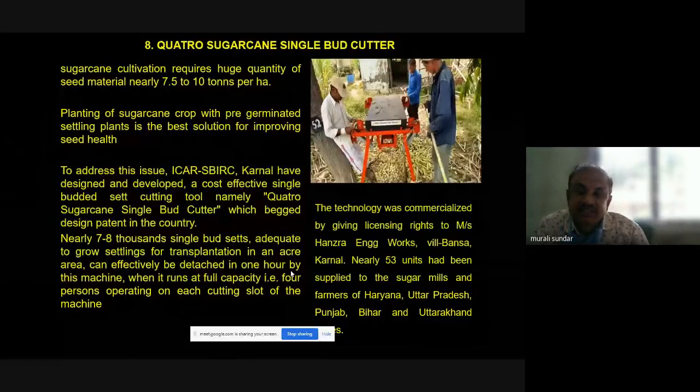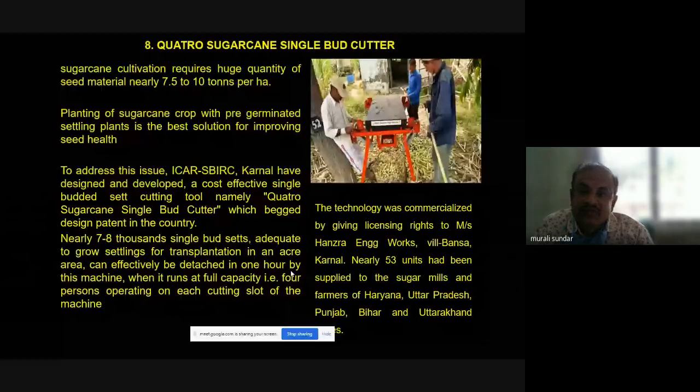Once it's collected, only 4 laborers are required to produce 7,000 to 8,000 bud chips, and it can be done within an hour. You can compare that to the manual method, which will take at least 1 day to produce the required planting material. Once the bud chipping is done, it can be easily put in the treatment device, which I have told about already. Then effectively you can have a good healthy planting material prepared for sugarcane cultivation.